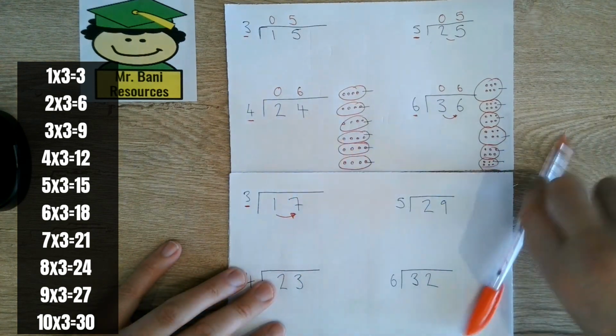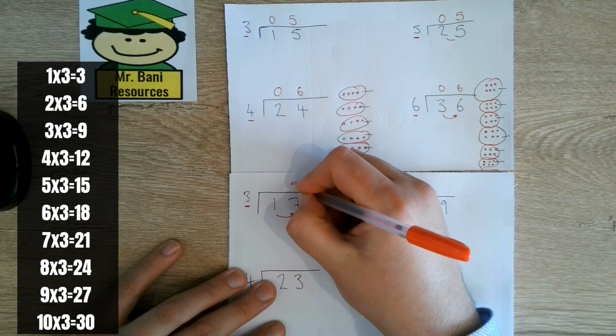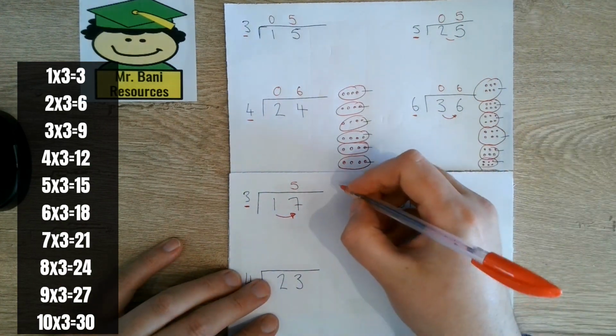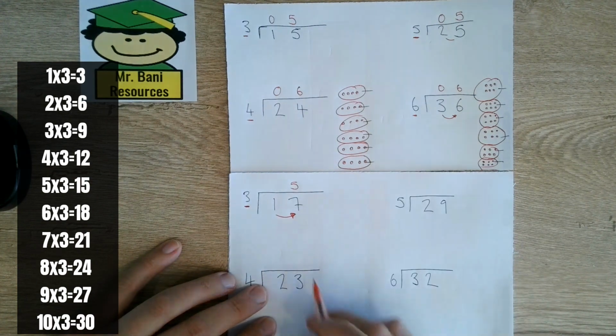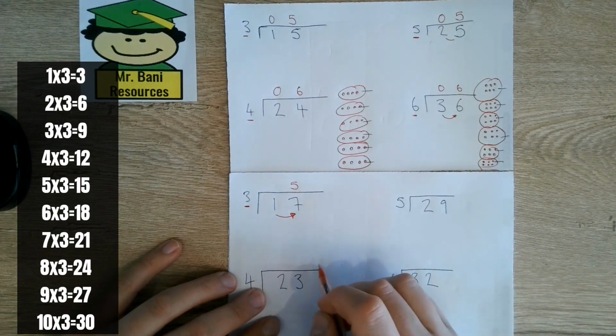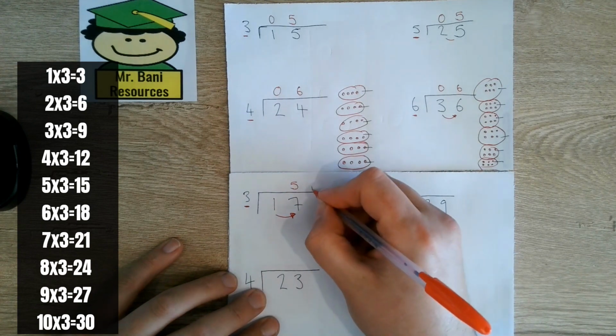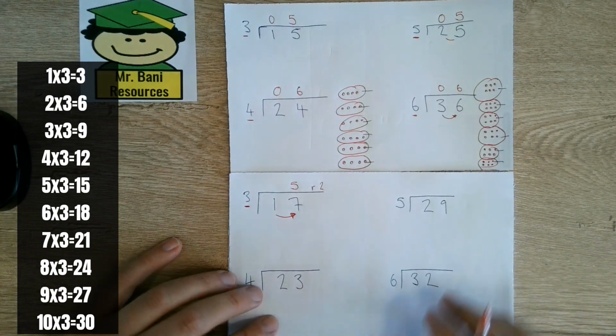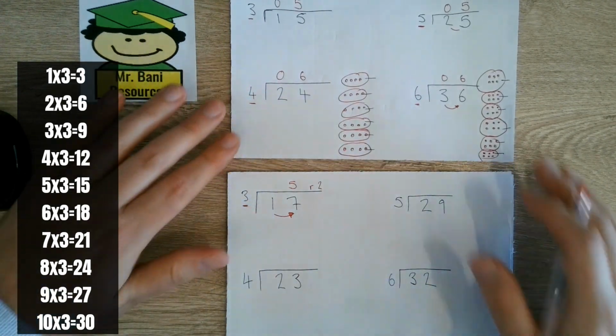So how many 3s go into 15? You said 5. So let's stop at 5. And how many are left over? 15 plus what is 17? 2. So we have 2 remaining, or remainder 2. Alright, this is more mastery for your age.